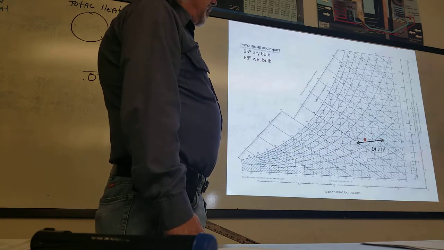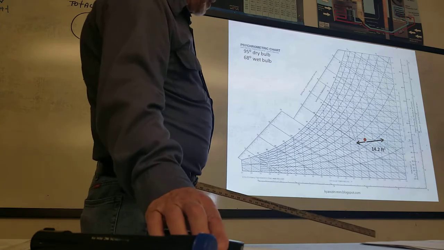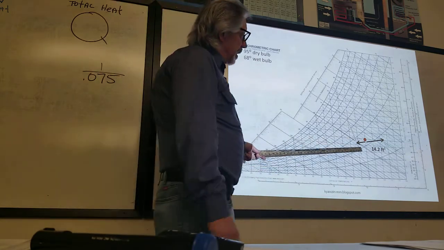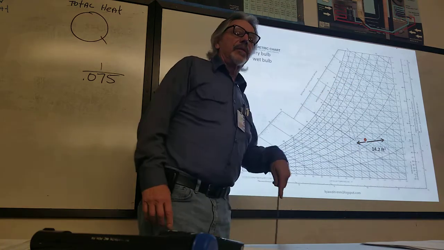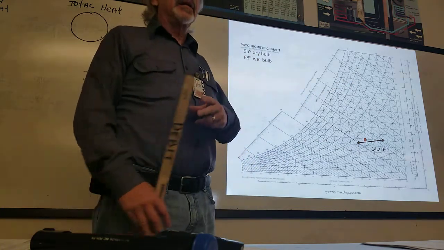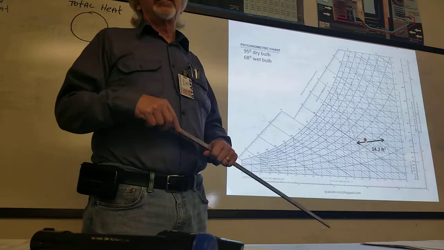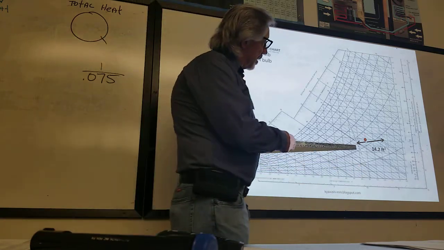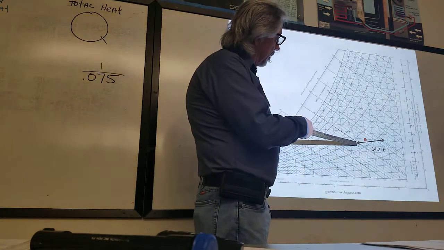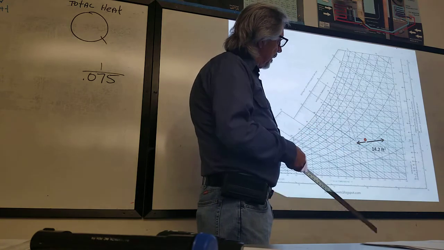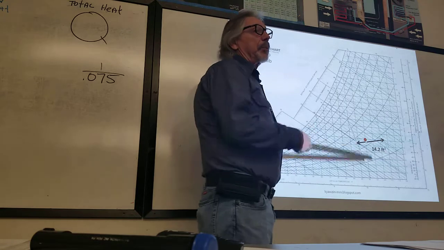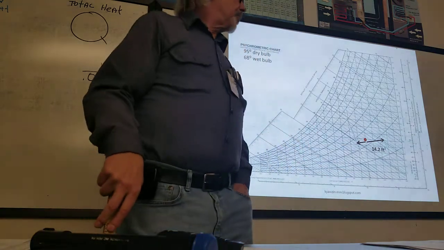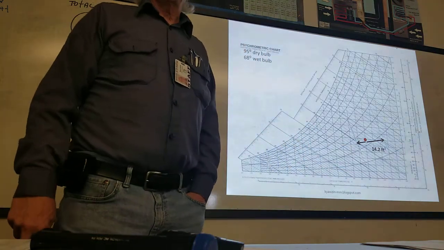Another measurement we're gonna take is the specific volume. So the specific volume, that's how much space that air takes up to make up 1 pound of air. So if you can see right here, it is in between the line that says 14 and 14 and a half. So roughly about 14.2 cubic feet per pound of air.